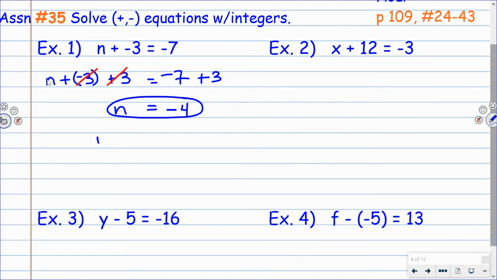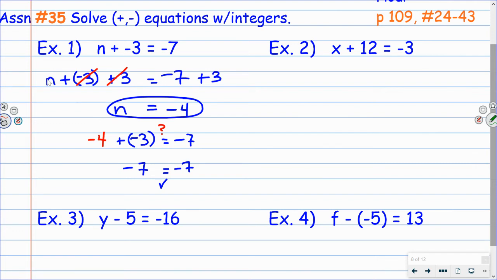To check it, I'm going to recopy the original equation, but now we don't think n is unknown, we think n is -4. So I'm going to put a little question mark over here. And I'm also going to take my imaginary finger, pencil, cover it up. -4, -3, no zero pairs, put them together, and that appears to be a true statement. So our final answer, n must be -4.